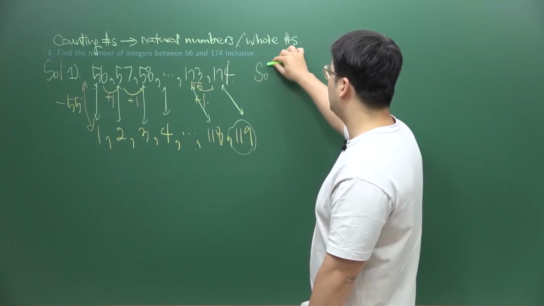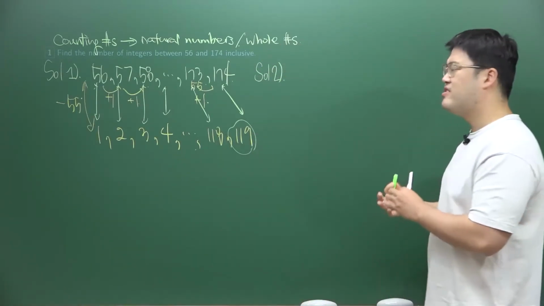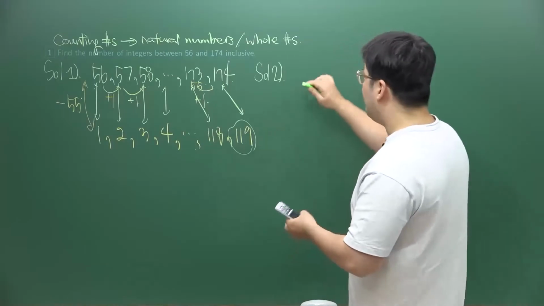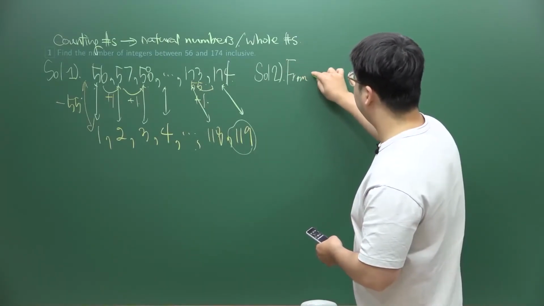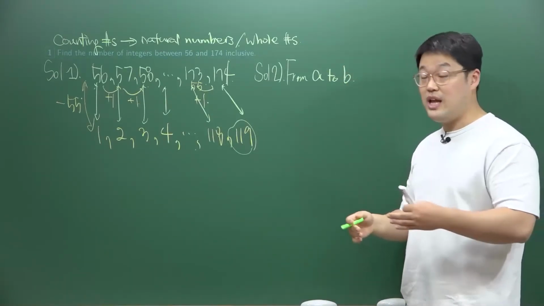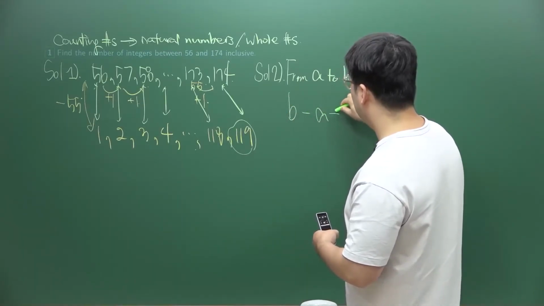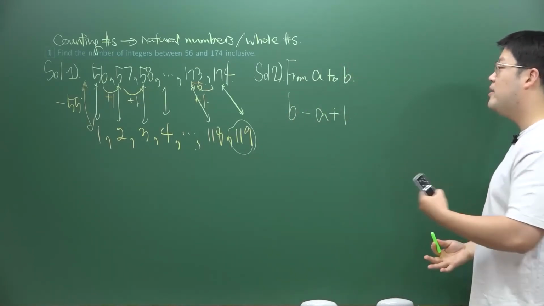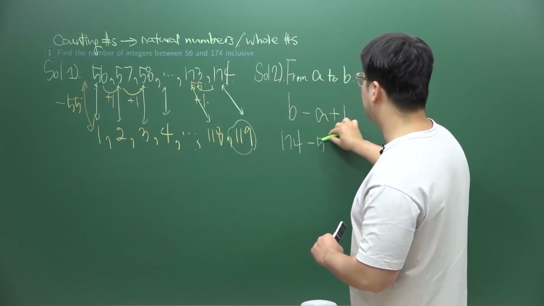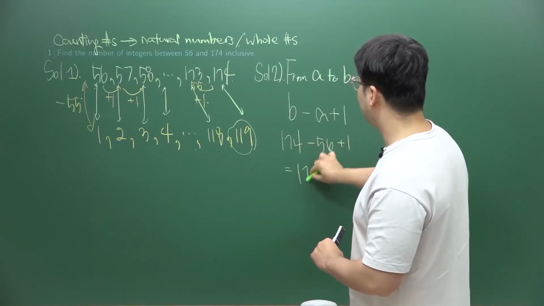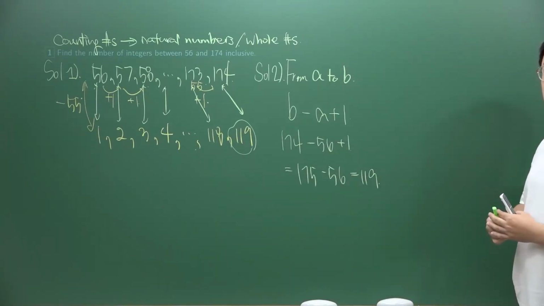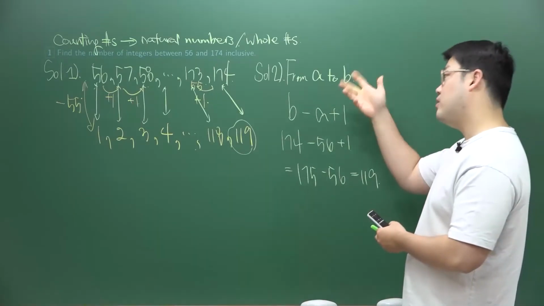Now, what about solution number 2? Solution number 2 uses a formula. If I need to find out from A to B, the total number of integers between A and B is going to be B minus A plus 1. And by the way, the common difference has to be always 1, okay? We have 174 minus 56 plus 1. We have 175 minus 56. We get 119. Okay? So that's solution number 1 and 2 for question number 1.